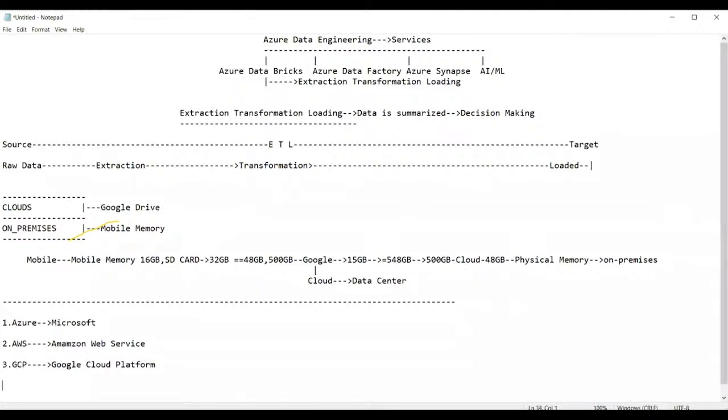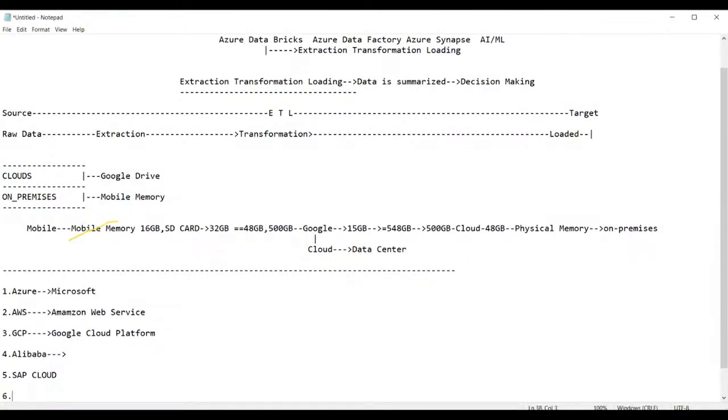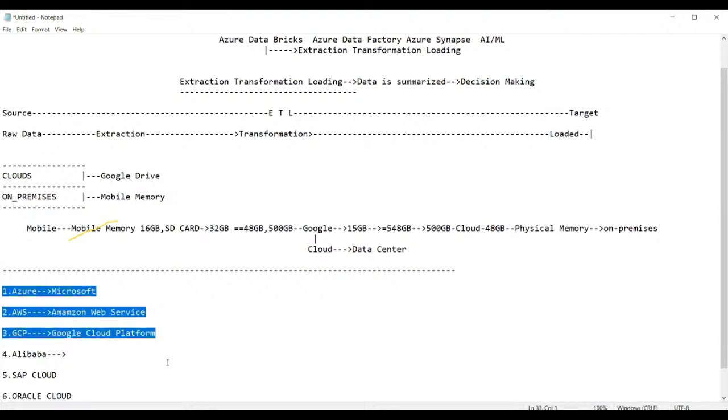Then we have Alibaba, which is a China-based cloud provider. Then we have SAP Cloud, Oracle Cloud, and so on. These are all cloud providers. But the market leaders are the first three, and number one in providing cloud services is Azure.